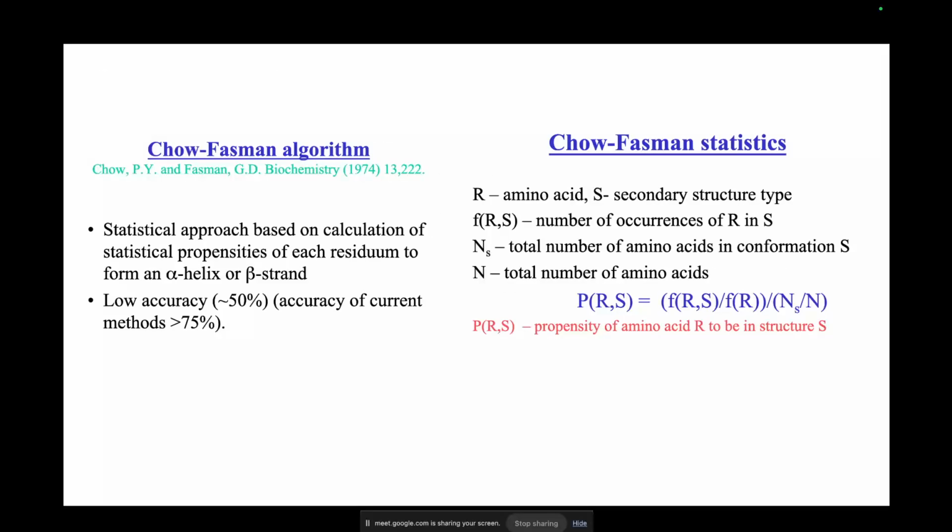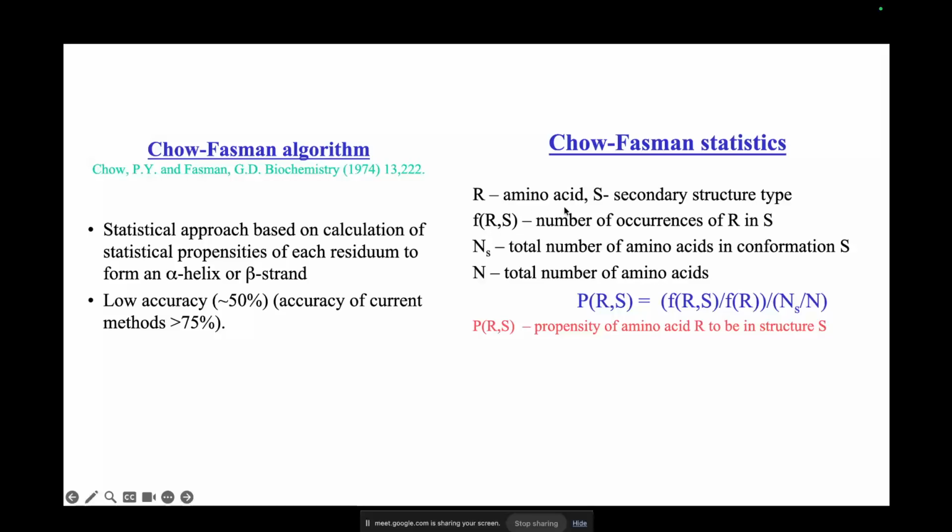Now there are different algorithms to predict secondary structures. Initially, there were a lot of statistical algorithms. One of them was the Chou-Fasman algorithm, right? It is basically a statistical approach based on calculation of propensities of each residue to form either an alpha helix or a beta strand. And it is a low accuracy algorithm because, again, you do not have any proof for that. You're just calculating a propensity or a probability of an amino acid to be in a particular structure, right?